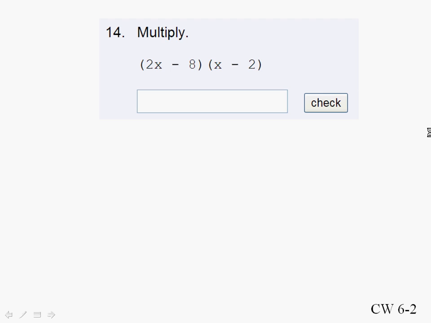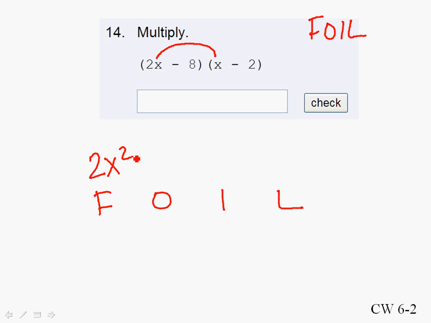For number 14, I'm going to use FOIL again on this. So let's go ahead and do FOIL: first, outside, inside, and last. My first two, 2x times x, gives me 2x squared. My outside is 2x times negative 2, so that's negative 4x. My inside, negative 8 times x, is negative 8x. And my last two are negative 8 and negative 2, which gives me positive 16.